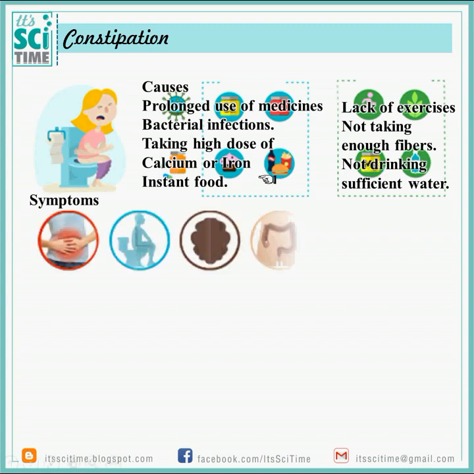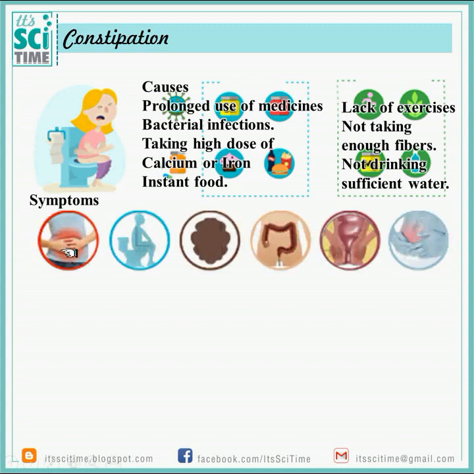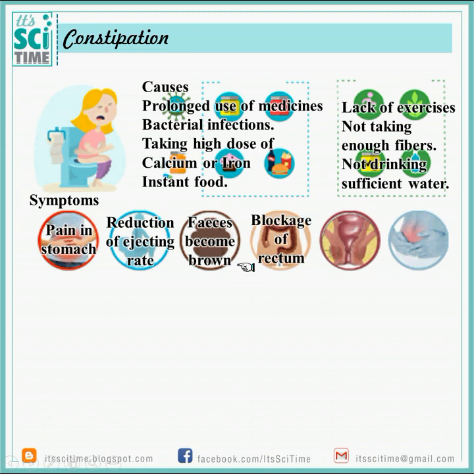So the symptoms, look at these pictures. The first one is pain in the stomach or abdomen. Next, a reduction in the ejecting rate. If a person does not have the practice of ejecting, it can be delayed sometimes by 2-3 days. As a result, feces become more brownish in color. Next, they become hard and difficult to pass, and therefore blockage of the rectum can occur.